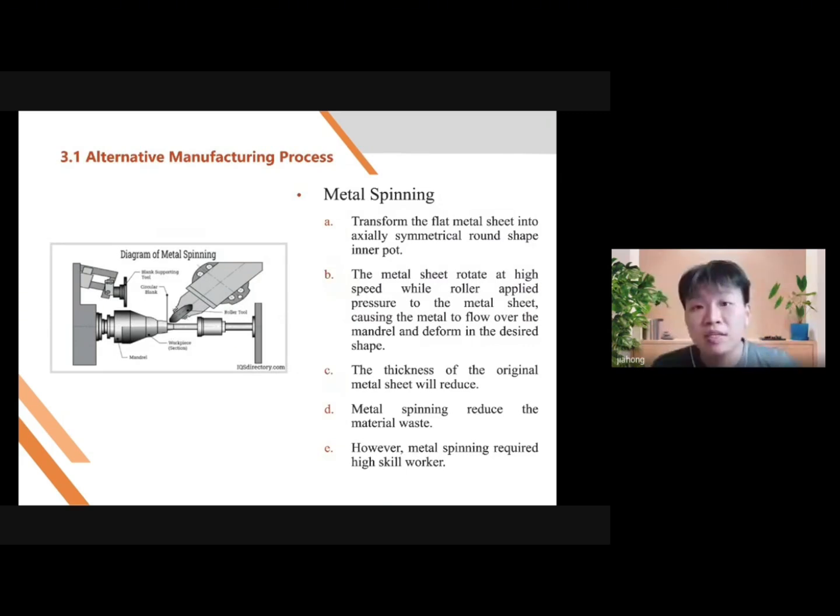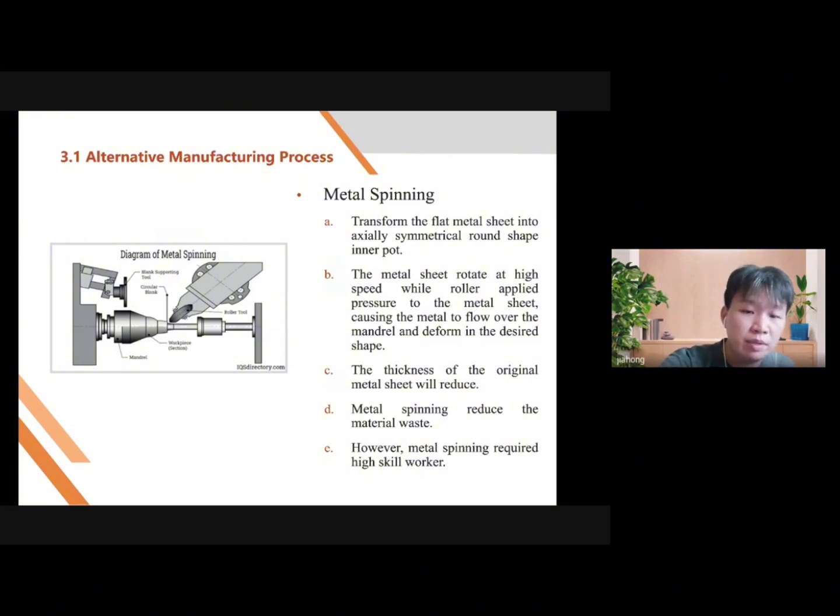Metal spinning transforms the flat metal plank into the axially symmetrical round shape inner pot. During the process, the metal sheet is rotated at a high speed, while a hardened roller applies a lateral pressure, causing the metal to flow over the mandrel and deform into the desired shape.